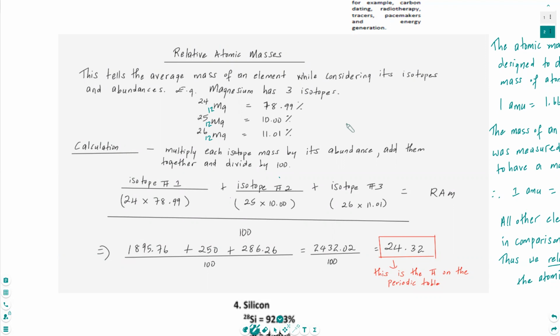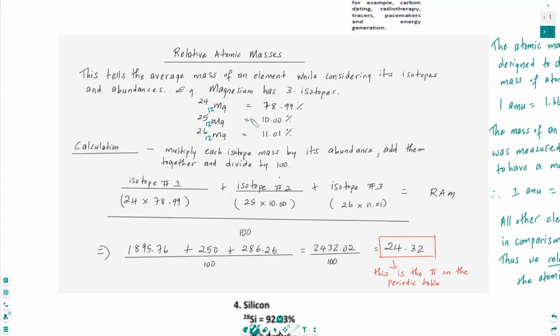10% of the atoms we find would have a mass of 25, and 11% would have a mass of 26. So all the isotopes, when you add up their abundances, should add up back to 100%. So if I said to you, what is the mass of one atom of magnesium? You couldn't just say all the magnesium atoms have a mass of 24, because that's not true, because there are other isotopes of magnesium.